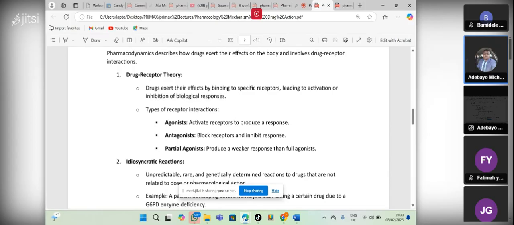It's to activate receptors to produce a response, or it either shuts it down, which is antagonistic. It blocks the receptor and inhibits its response. Or partial agonist. It doesn't really make it beat more or something. It produces a weaker response than the full agonist. I hope we just get this. Maybe just take a look at neurotransmitters. You will understand this concept more.